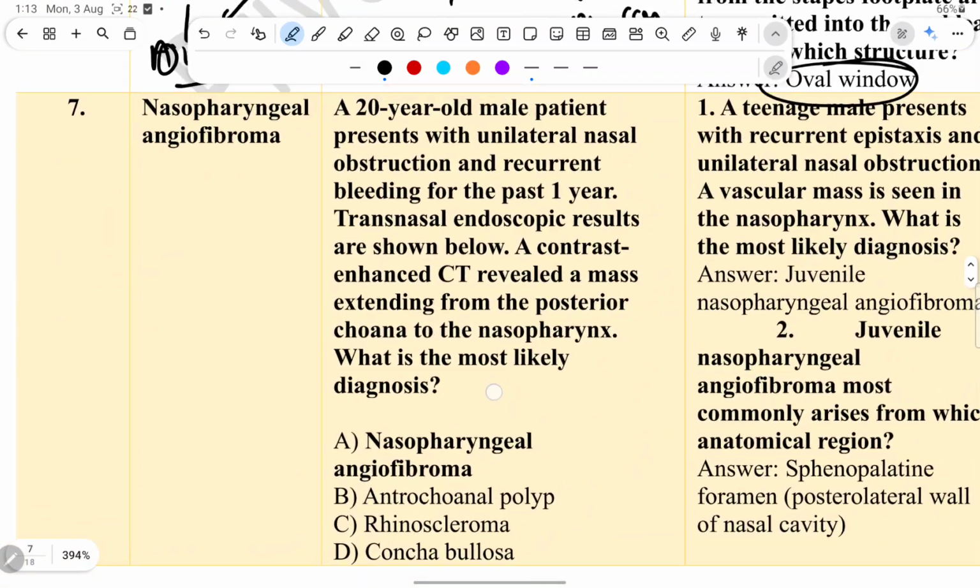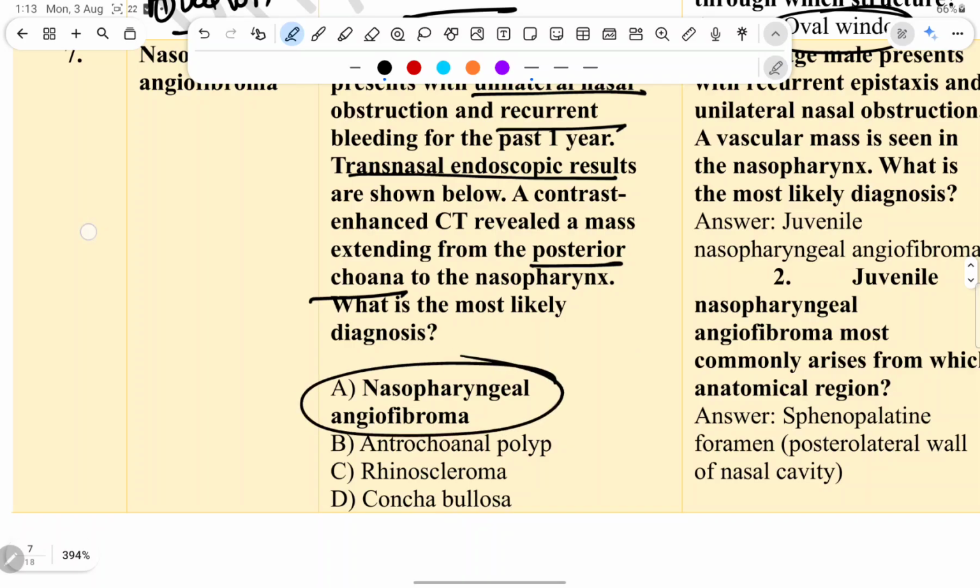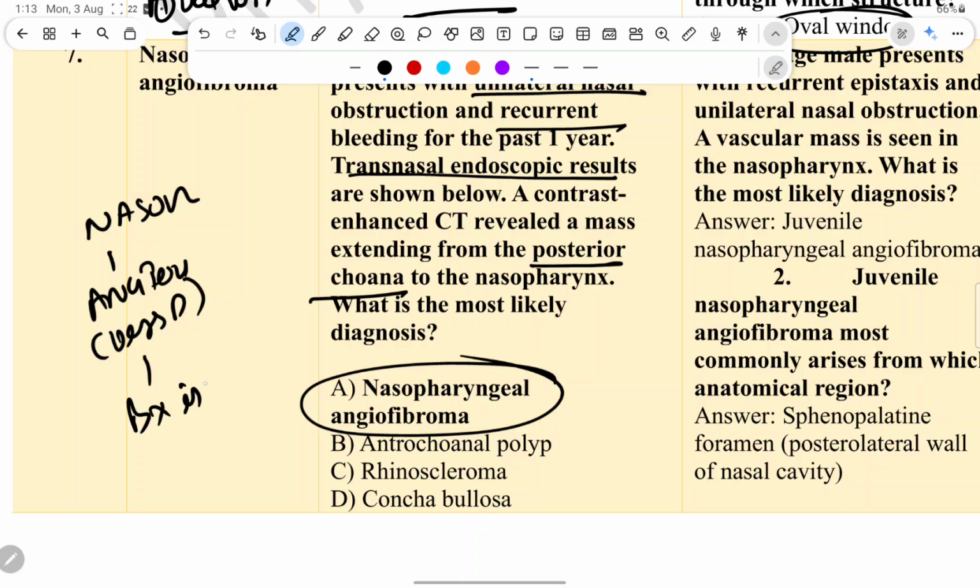Okay. Next, nasopharyngeal angiofibroma. A 20-year-old patient presented with unilateral nasal obstruction and recurrent bleeding, and endoscopy and CECT show a posterior choanal mass in the nasopharynx, which can be nasopharyngeal angiofibroma. Since angiofibroma is a vascular disease, biopsy is contraindicated.